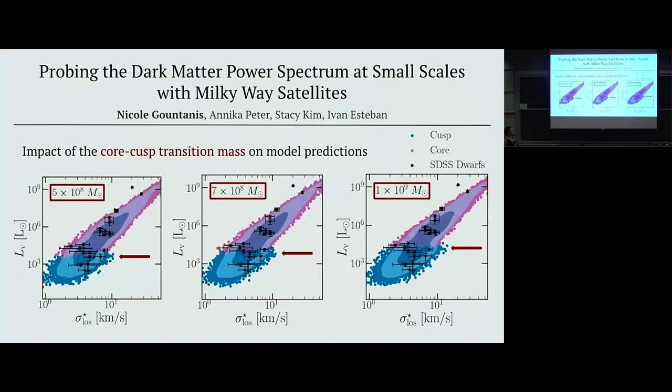I generated mock satellite populations. The core ones are in red, the cusp ones are in blue, and the SDSS dwarfs are in black. And so when you have different core-cusp mass transition models, it affects our predictions. So it's important to take into consideration model uncertainties.